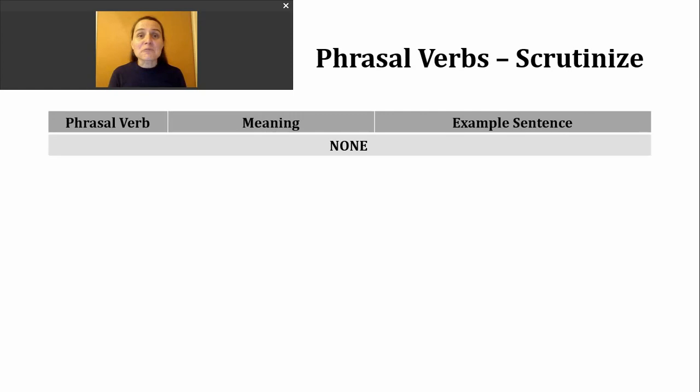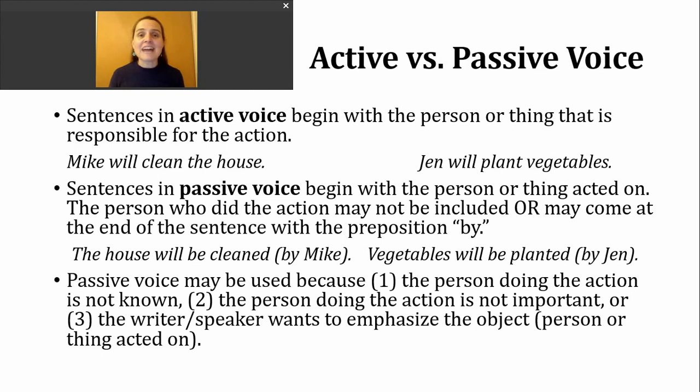You might also be relieved to know that there are no phrasal verbs with this particular verb. So that will allow us to have a little more time to review active voice versus passive voice. And I think for many people who are learning English, they're really accustomed to practicing active voice sentences, especially when they're studying grammar. So an active voice sentence is going to begin with the person or the thing that is responsible for an action, right?